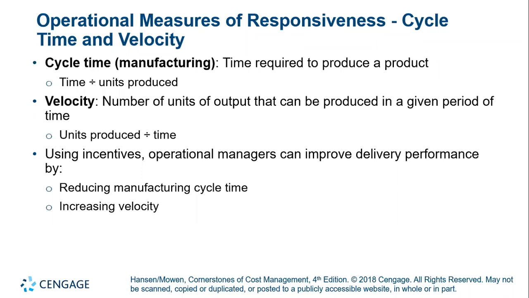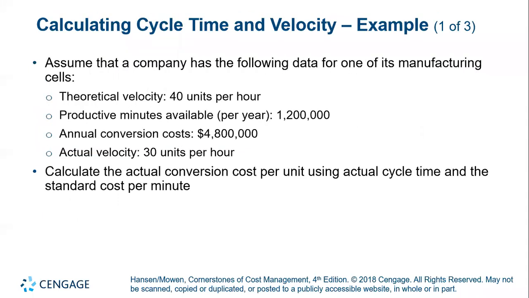Now, using incentives, operational managers can improve delivery performance by reducing manufacturing cycle time and increasing velocity. So, these are now the means by which operational managers can improve delivery performance, reducing manufacturing cycle time and increasing velocity. Now, calculating cycle time and velocity, we have an example.